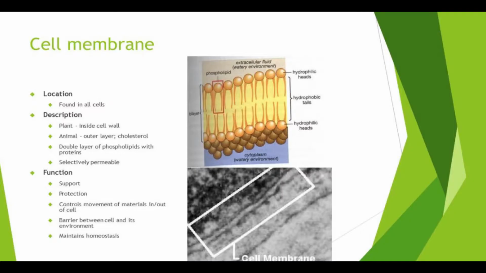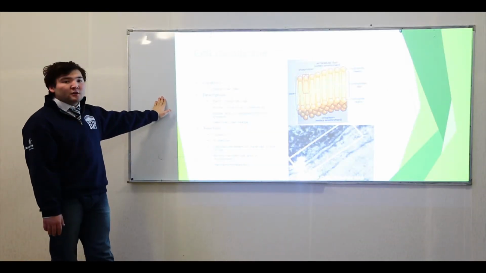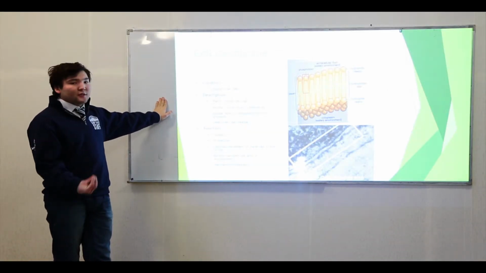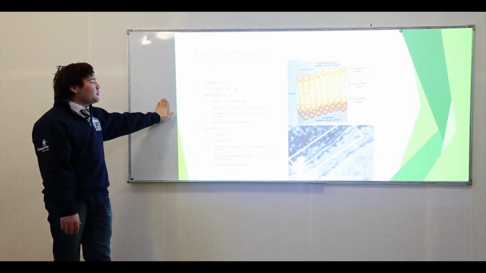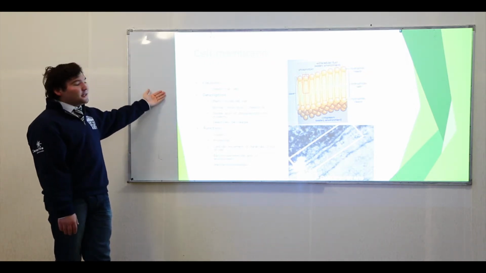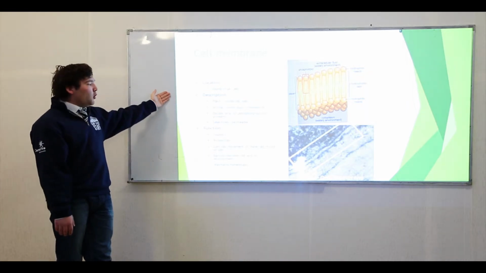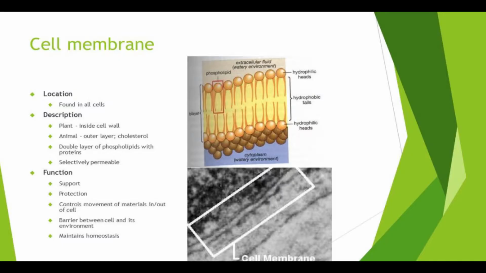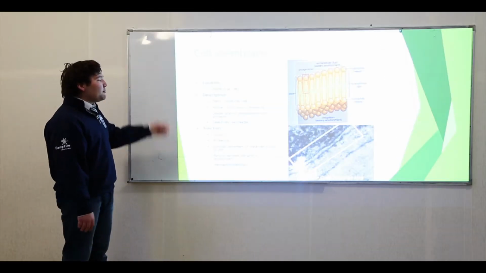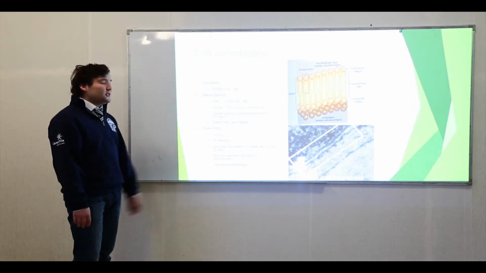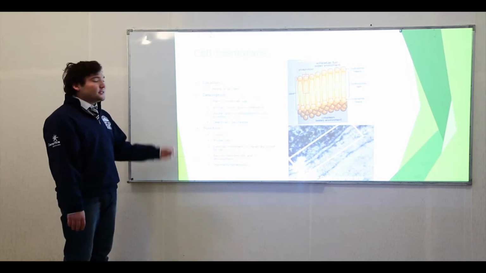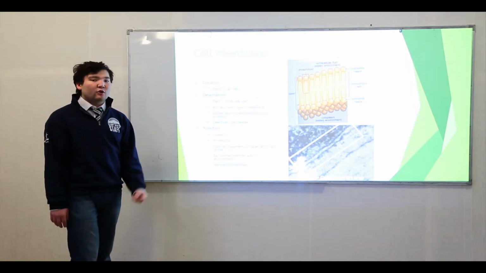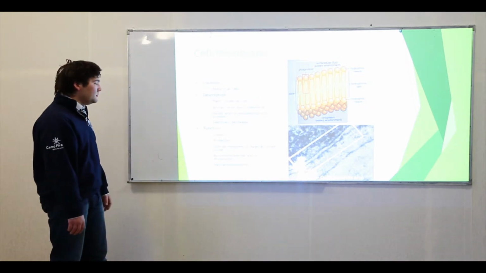Next. So, let's talk about the cell membrane again. You already know that the cell membrane is found in all cells. So, a very short description of the cell membrane: in the plant it is inside of the cell wall, in animals it's the outer layer and it has cholesterol with it. The cell membrane is a double layer of phospholipids with proteins, and it is selectively permeable for particular ions and macromolecules.